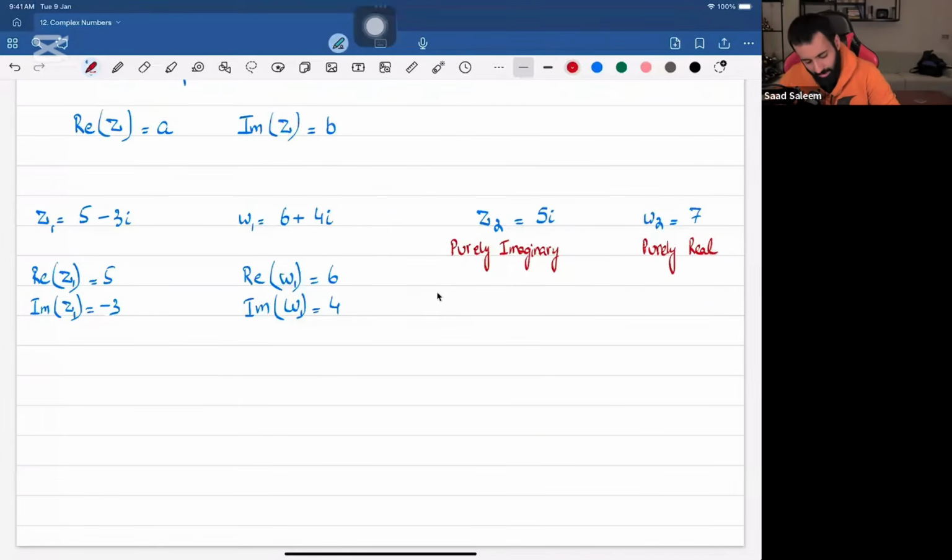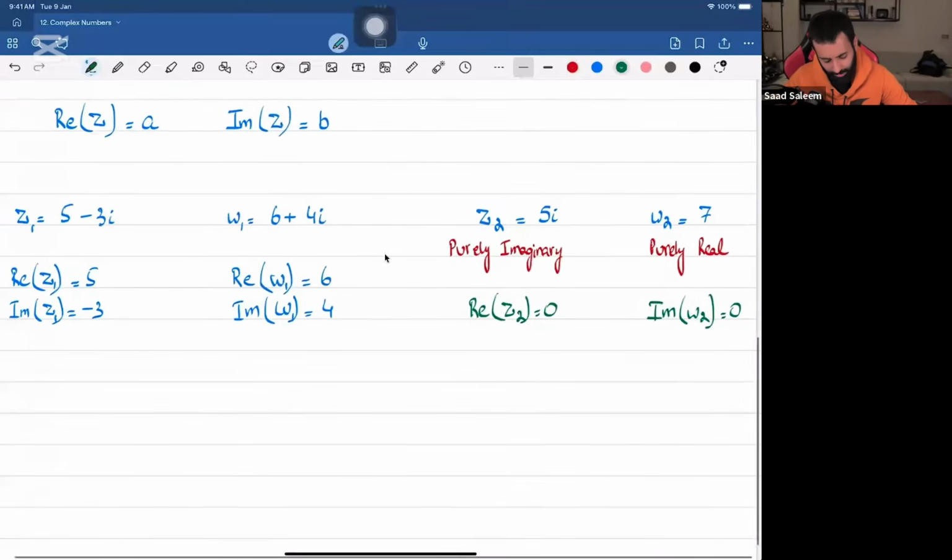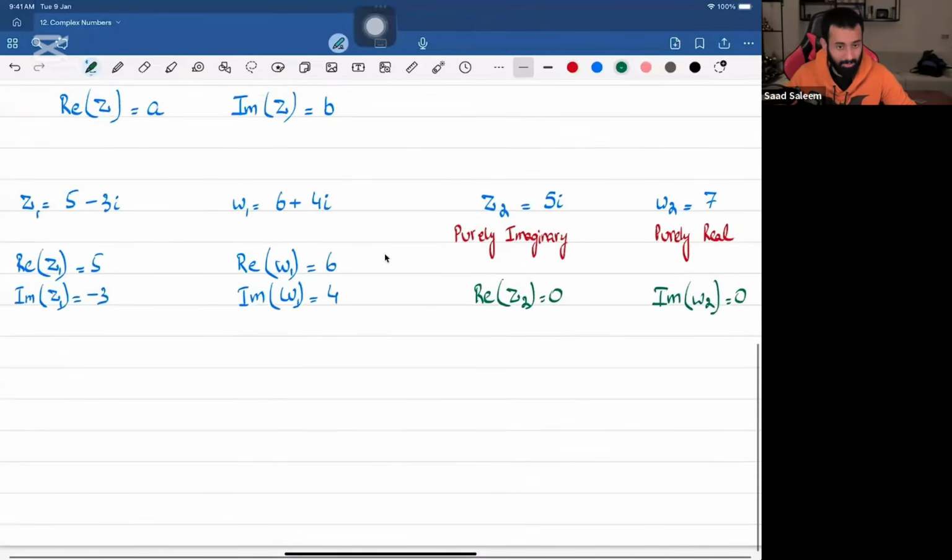And why is that? The reason is very simple. The reason why this is an imaginary number is because there is no real element to it. The real element of Z2 is 0, and you only have an imaginary element. And the reason why this is a purely real number is because there is no imaginary element to it, because it's equal to 0. So pretty simple so far. A significant portion of this chapter is fairly simple.